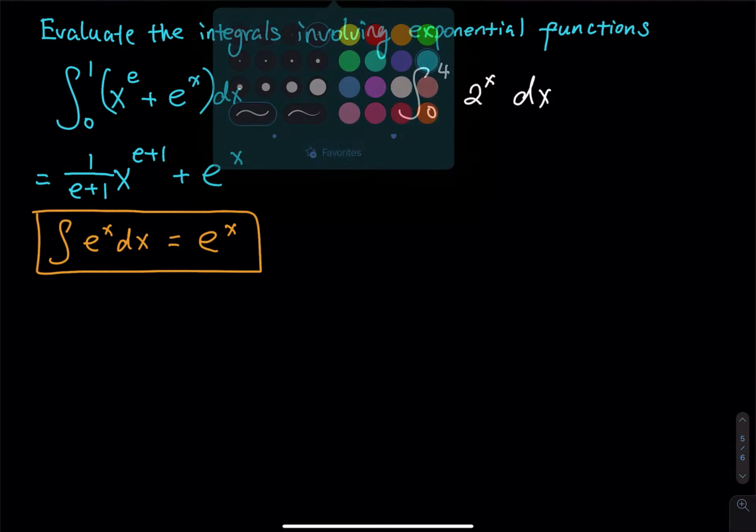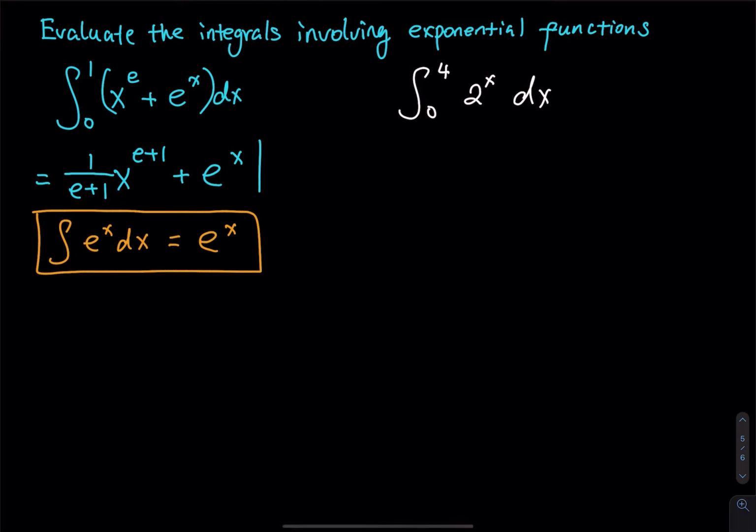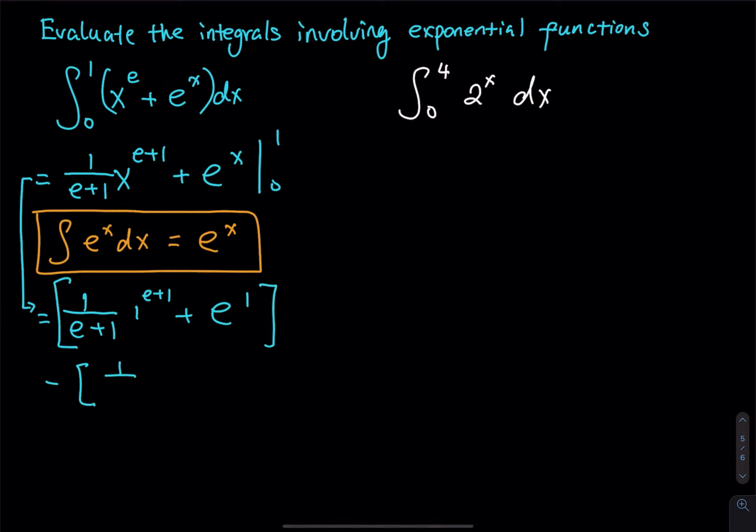So back to our problem. x goes from 0 to 1. So we have right here, we plug in a 1, so 1 divided by e plus 1, and then that is 1 to the e plus 1, and then plus e to the 1, right? So that is the first plug-in. The second plug-in is minus 1 over e plus 1. We have 0 raised to the e plus 1, and then plus e raised to the 0 power.